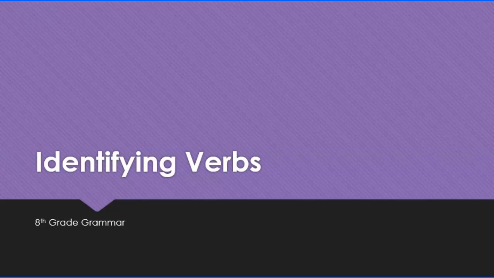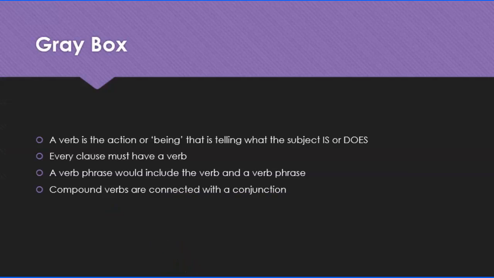So now let's get started with identifying verbs. This should be fairly simple and hopefully a lot of review for you. The end part where we are doing some diagramming, I think that will be important for you to review so that you know how to diagram multiple verbs and multiple direct objects. So let's begin on page 227 with the gray box.